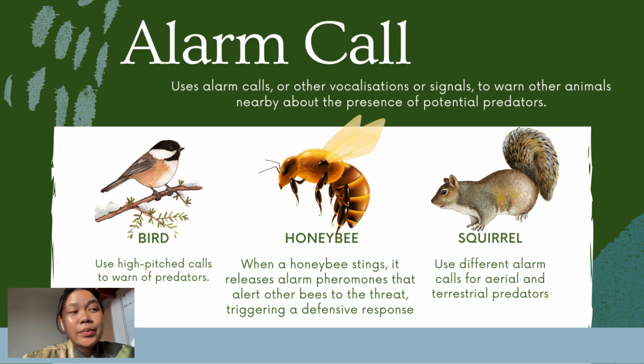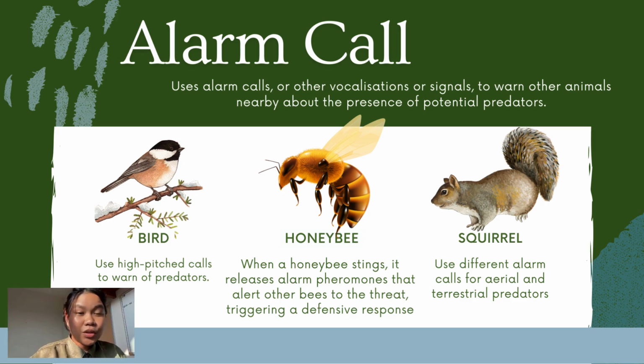The second type of prey defense here is alarm call. What is alarm call? Prey animals use alarm calls or other vocalizations or signals to warn other animals about the presence of potential predators. There are many examples of prey that use alarm calls as defense, but here are three examples. The first one is bird, the second one is honeybee, and the third one is squirrel.